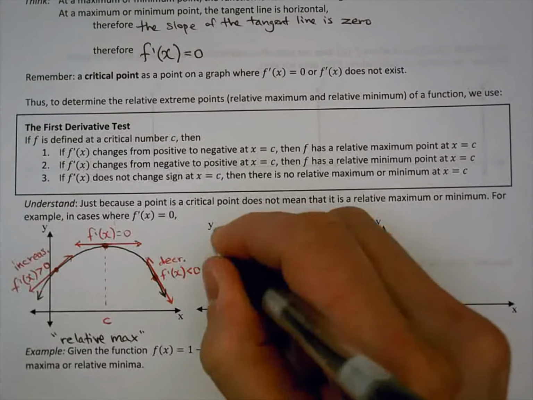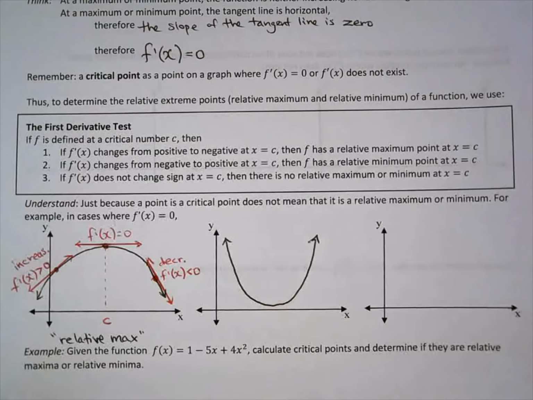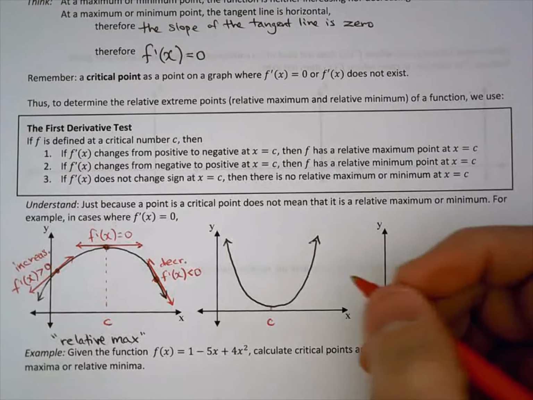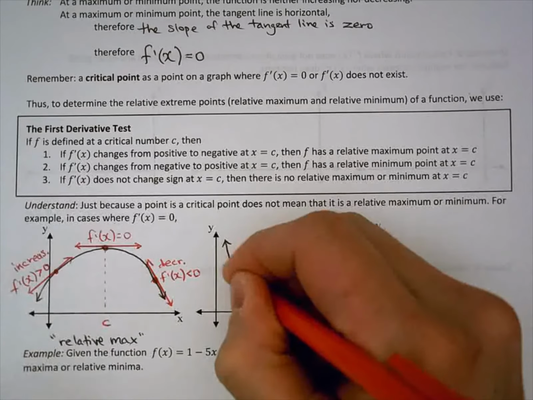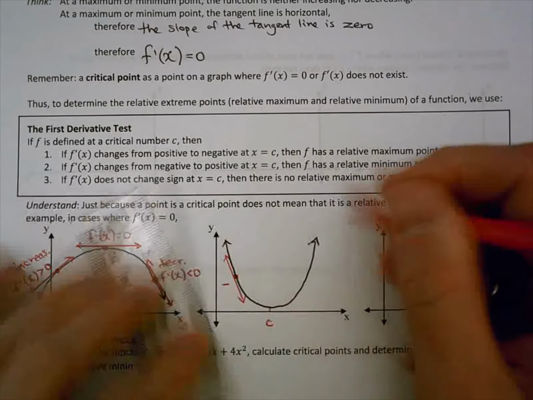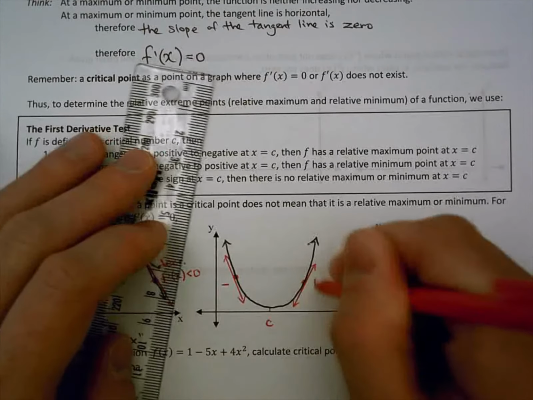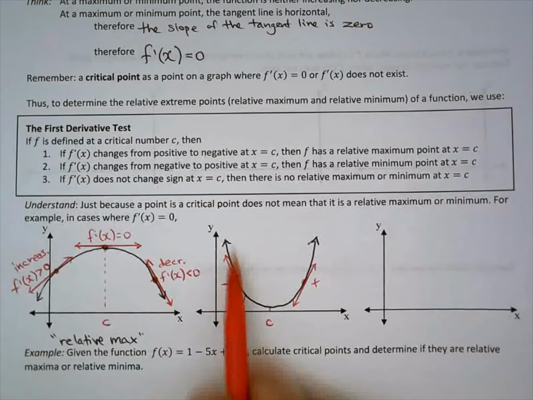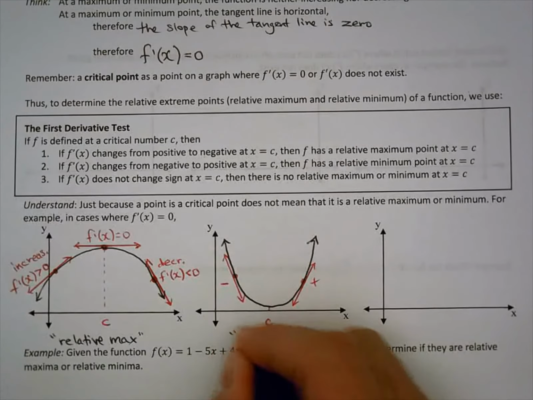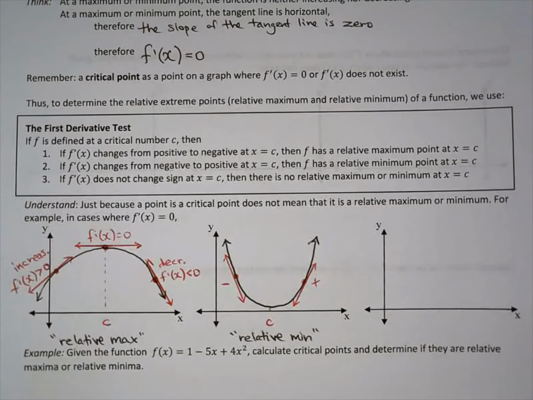Similarly, if I have a function that looks like this, well, I know that this point is my critical number, and I know that on this side my slope is negative, so my derivative is negative. Here my slope is positive, so my derivative is positive. The first derivative test says if I go from negative to positive at a critical number, then this is going to be the relative min, or the local min.